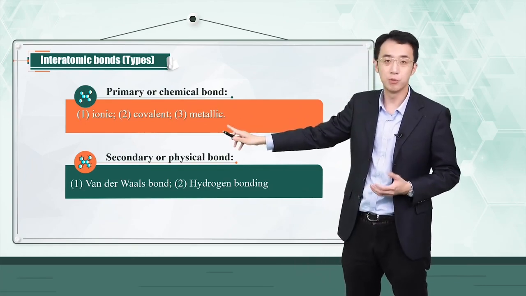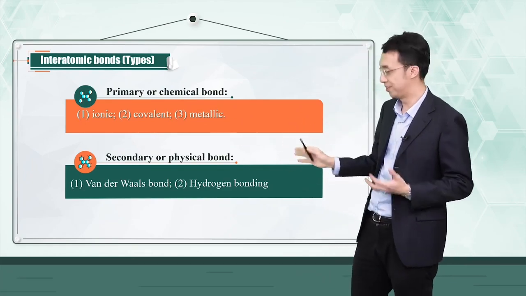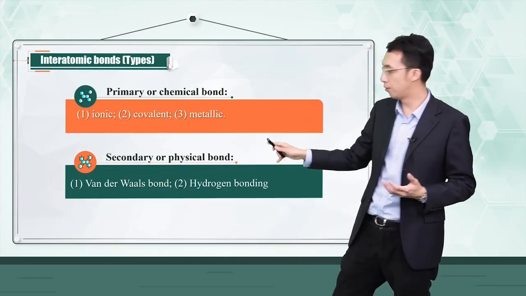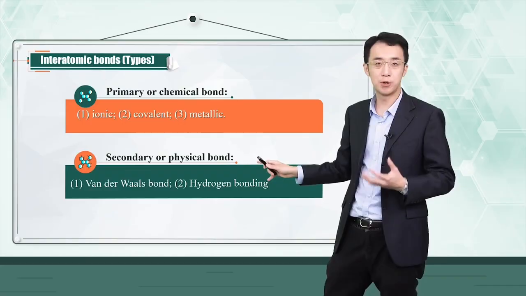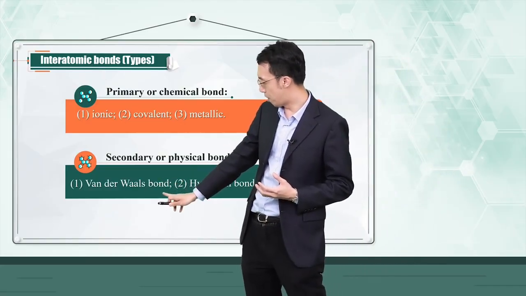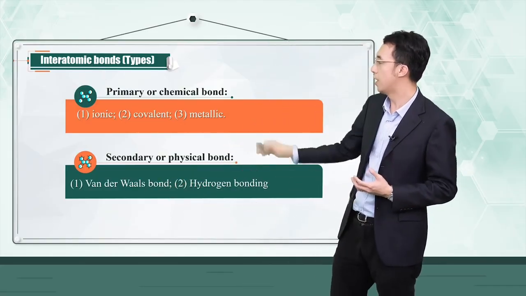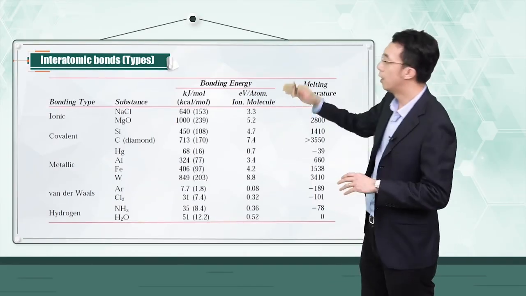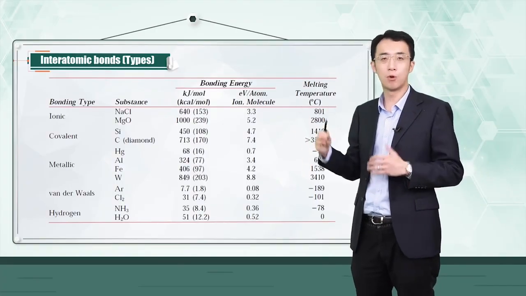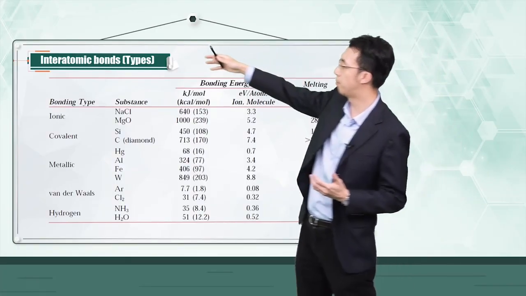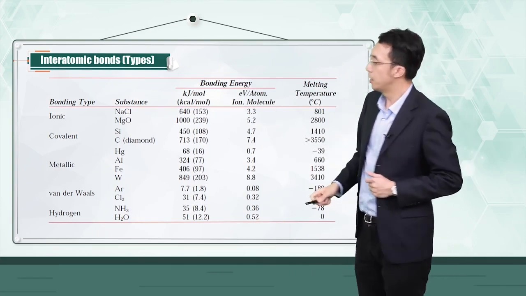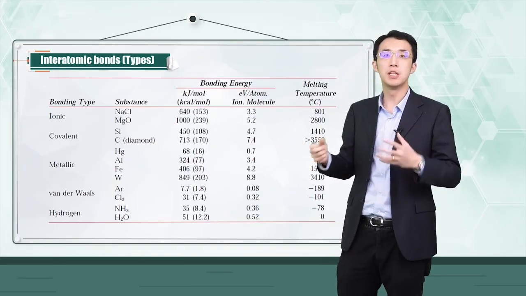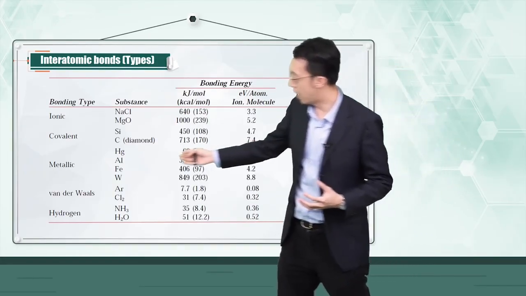So there are essentially two types of chemical interaction between atoms and molecules. The first type is called primary or chemical bonds, which include ionic bonds, covalent bonds, and metallic bonds, which are relatively stronger. The second type is called secondary bonds or physical bonds, which are based on the interaction between electronic dipoles. They can be divided into van der Waals bonds and hydrogen bonds. And now we will look at these different chemical or physical interactions one by one.